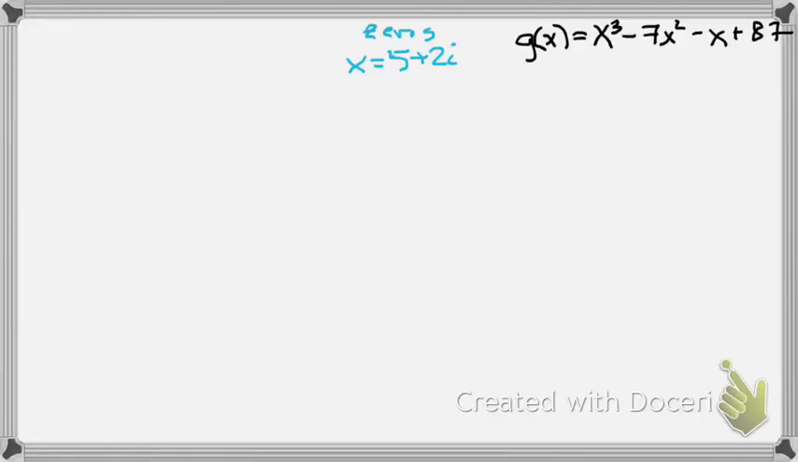So we have this polynomial g of x. It's in the upper right-hand corner. And then we know, from what the book tells us, that one of the zeros is 5 plus 2i. And what we're being asked to do for this whole problem is find all the zeros.